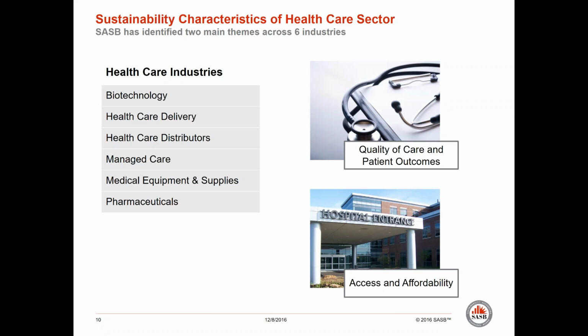Thanks, Michael. The healthcare sector, as SASB defines it, is broken into 6 industries: biotechnology, healthcare delivery, healthcare distributors, managed care, medical equipment and supplies, and pharmaceuticals. And although the standards that we developed are industry specific, across the sector we noticed 2 primary themes, and those are quality of care and patient outcomes, and then issues around access and affordability.